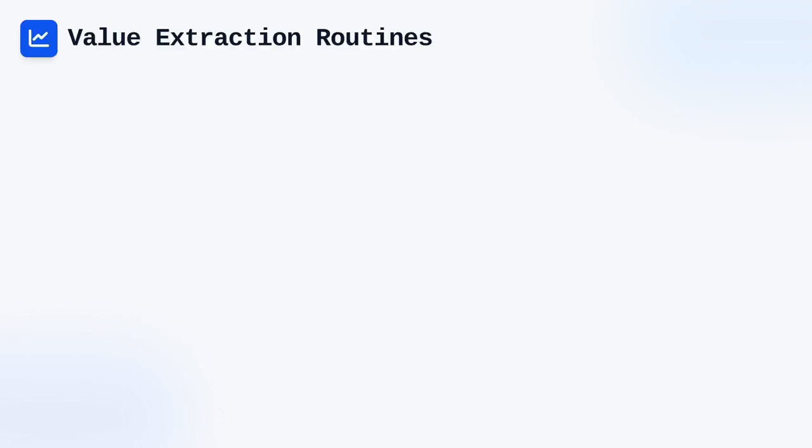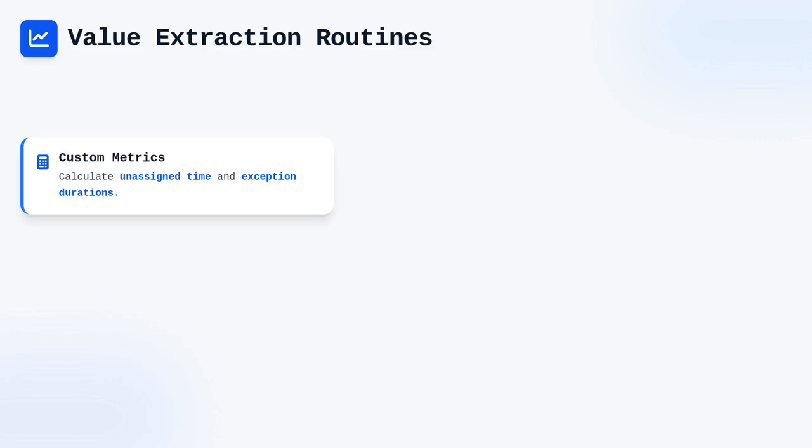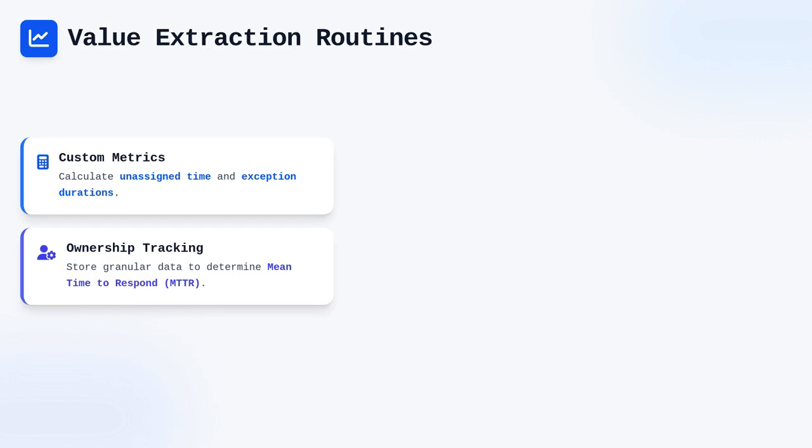Value extraction routines allow you to derive custom metrics, such as calculating the time an item remained unassigned or the total duration it spent in an exception state. By utilizing the value field within the metric instance, you can store granular data about ownership changes, which is vital for calculating mean time to respond metrics.